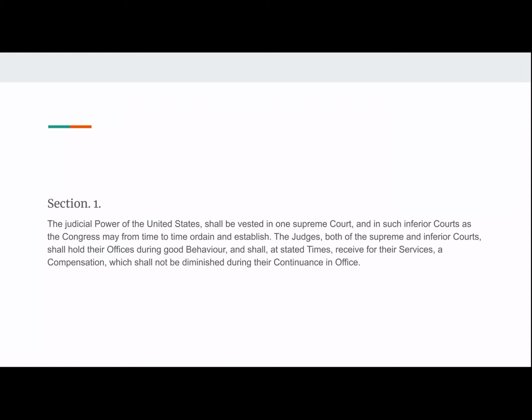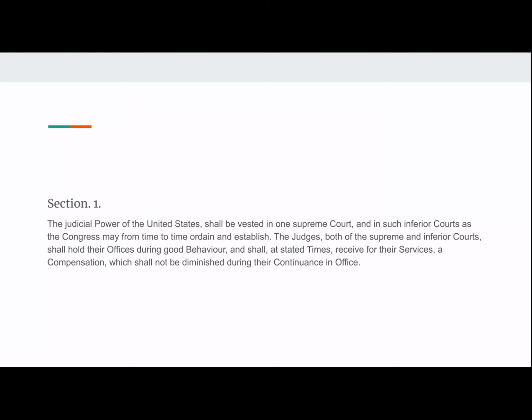So Section 1. The judicial powers of the United States shall be vested in one Supreme Court, and in such inferior courts as the Congress may from time to time ordain and establish. The judges, both of the Supreme and inferior courts, shall hold their offices during good behavior, and shall at stated times receive for their services a compensation, which shall not be diminished during their continuance in office.